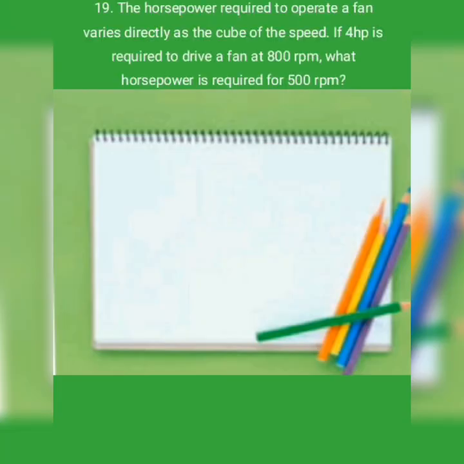The horsepower required to operate a fan varies directly as the cube of the speed. If 4 horsepower is required to drive a fan at 800 revolutions per minute, what horsepower is required for 500 revolutions per minute? One of the basic fan laws: horsepower varies directly with the cube of the speed ratio.